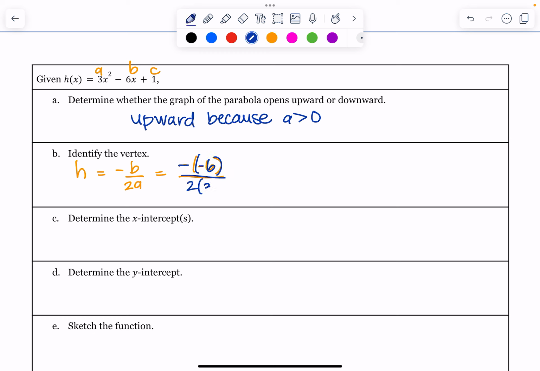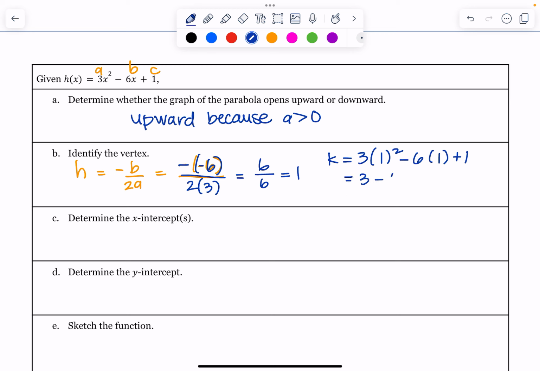And 2 times A would be 2 times 3. So we're going to have 6 over 6. So my h is 1. And to get k, we're going to plug in 1. So that would be 3 times 1 squared minus 6 times 1 plus 1. So k is going to be, let's see, negative 2. So my vertex would be 1 comma negative 2.